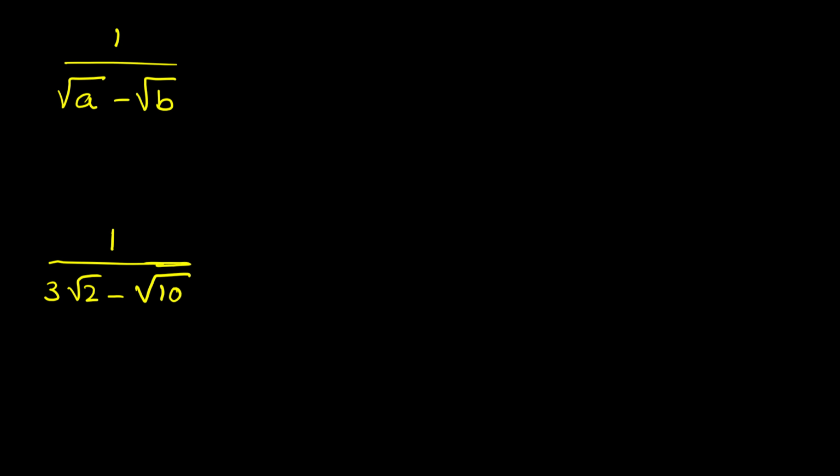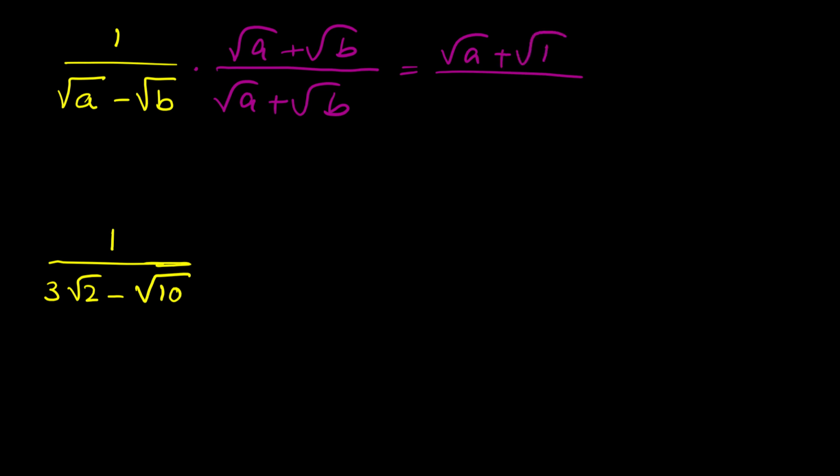Now look at these examples. 1 over radical a minus radical b. We want to rationalize this. So what do we have to multiply this by? We multiply by radical a plus radical b over radical a plus radical b. The numerator is simply radical a plus radical b because 1 times anything is the same thing. But what about the denominator? Radical a minus radical b times radical a plus radical b is radical a to the 2 minus radical b to the 2. Gradually you have to skip this middle step and write this right away in the form of a minus b. This is the final answer of this question.